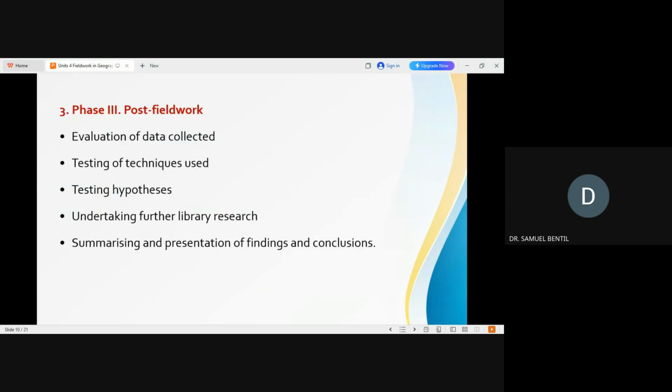Then the last phase, phase 3: once you are planning or want to integrate fieldwork, know that there will be evaluation of the data that you have collected. You must evaluate it.